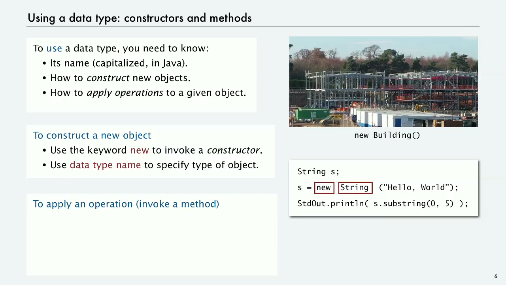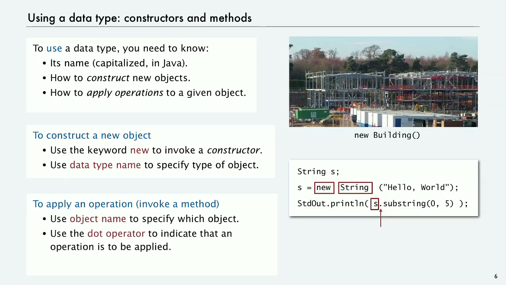Now, once we've constructed a new object and associated it with a variable, with an assignment statement, then we can apply an operation on that object, or in OOP lingo we say invoke a method on that object. So what we do is we use the object name that says which object, then we use the dot operator to indicate that we're going to apply an operation to that object. And then we use a method name, which is just like a regular function call or static method call in Java, but it's associated with that object. It says take a substring from this string, hello world. That's the way that we use data types, constructors, and methods.